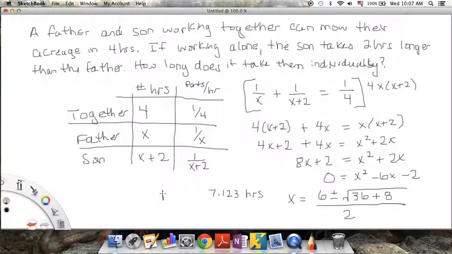So what we know is that the father takes 7.123 hours, so that means the son by himself will take 9.123 hours. So, solving rational equations: set up your equation, multiply through by your least common multiple or your common denominator, and then just solve it with your Algebra 2 techniques.